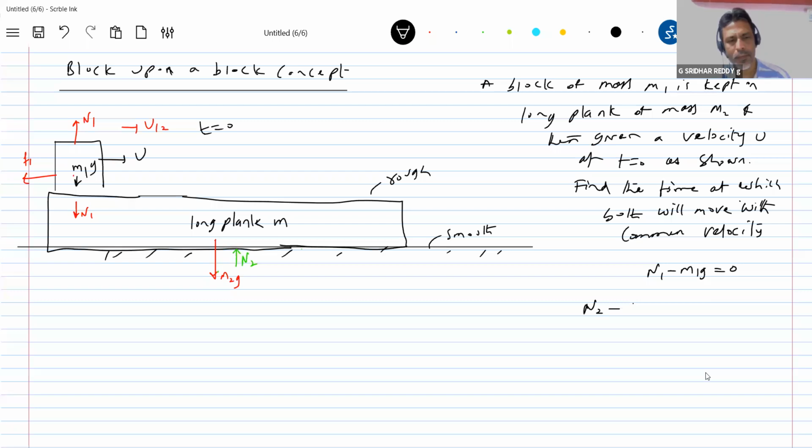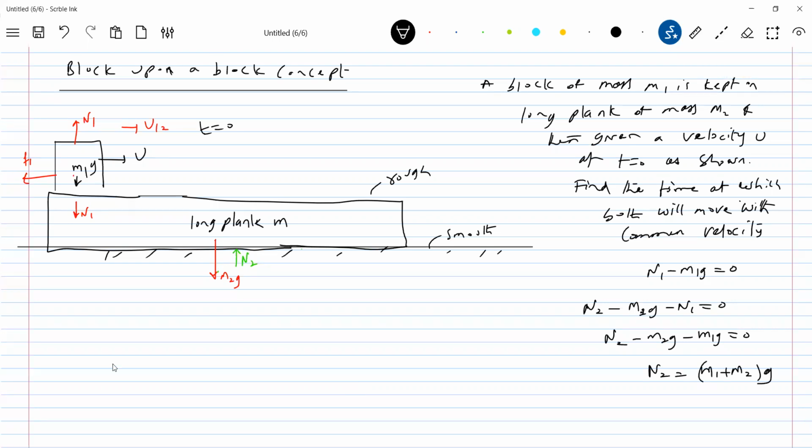N2 minus m2g minus N1 equals 0. So N2 minus m2g minus m1g equals 0. So N2 is equal to (m1 plus m2) times g. These are the normal contacts acting like this. If you keep three or four blocks, you have to trace them out here, because the net force on the block or the plank along the y-axis is 0. That's why I'm equating them.